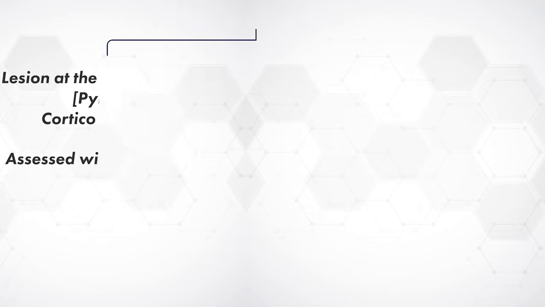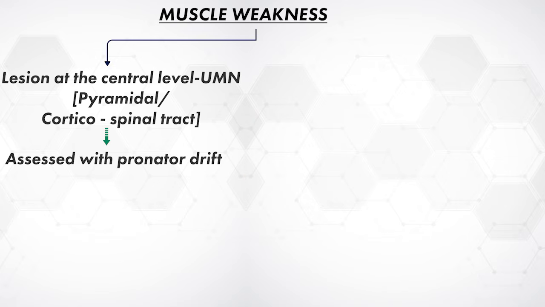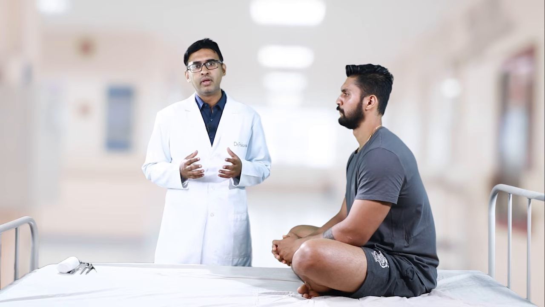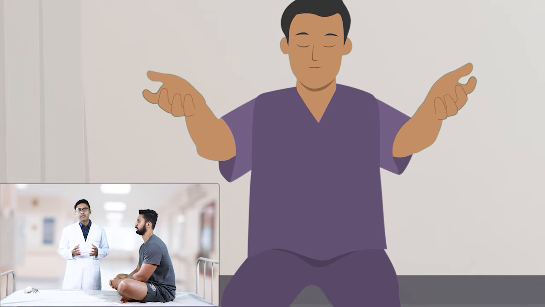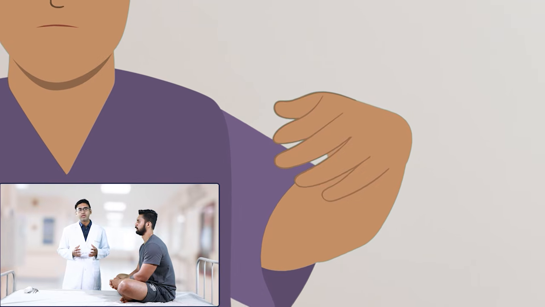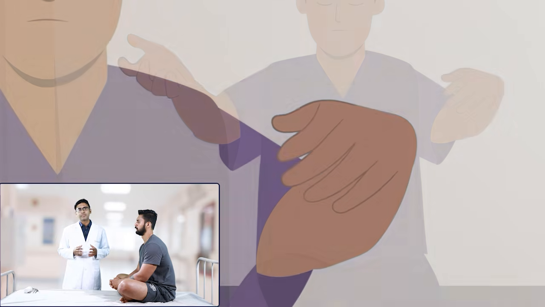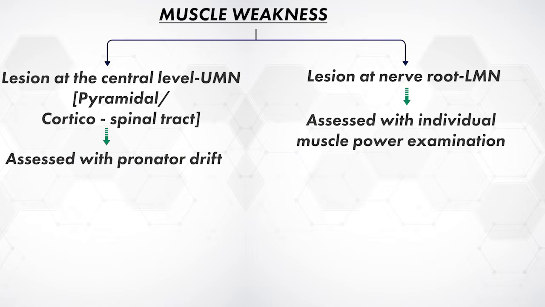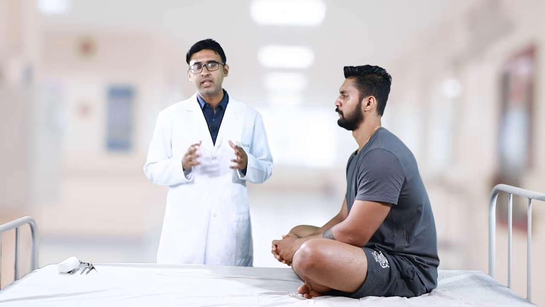If you suspect a lesion in the pyramidal or the corticospinal tract, there is an easy way to look for any weakness of a particular group of muscles. Ask the patient to stretch his arms out with his palms supinated. If there is weakness in any part of the body, the arm will slowly drift down and the hands will slowly pronate. This is also called a pronator drift. However, if you suspect a lesion at the level of the nerve root or the nerve, you have to assess the individual muscle groups. Now we're going to assess individual muscle groups of the upper limb and the lower limb.